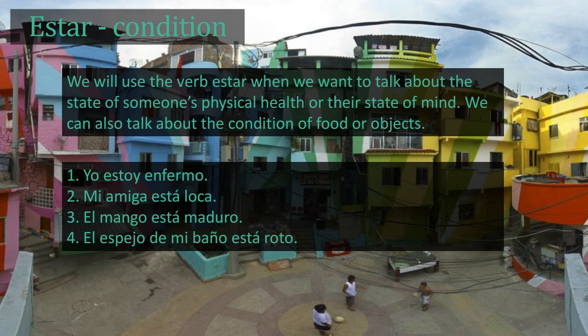El mango está maduro. The mango is ripe. So now we're talking about the condition of a food. It's either ripe or it's not ripe. We say verde. So el mango está verde would be the mango is not ripe in Spanish. It's green. It's a green mango, so it's not ripe. If it's red or yellow or orange, it would be maduro. El espejo de mi baño está roto. My mirror is broken. So now we're talking about the condition of an object being broken.